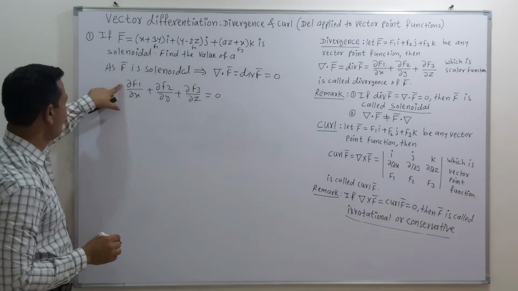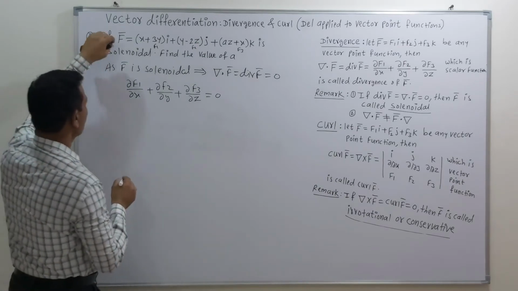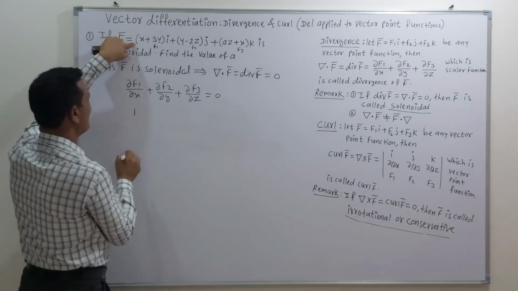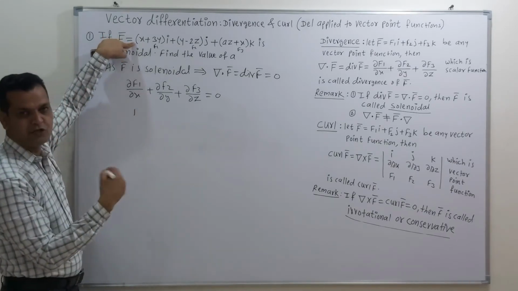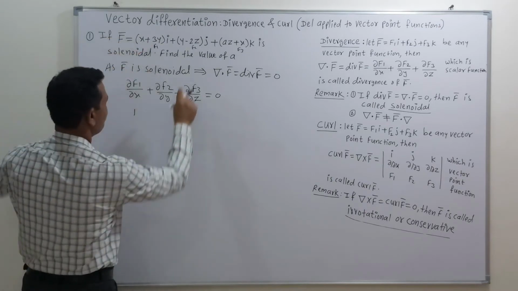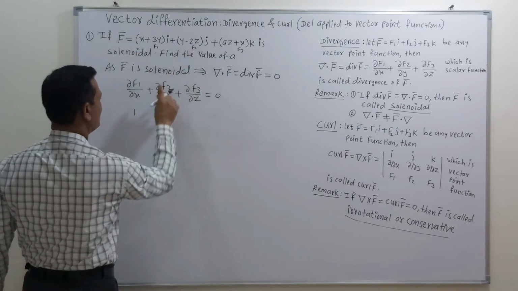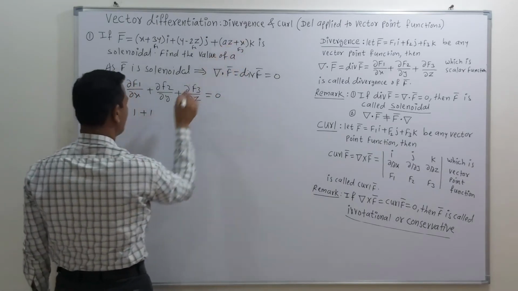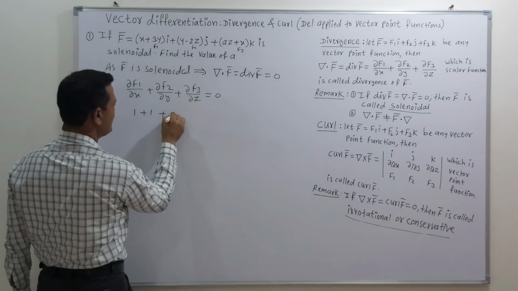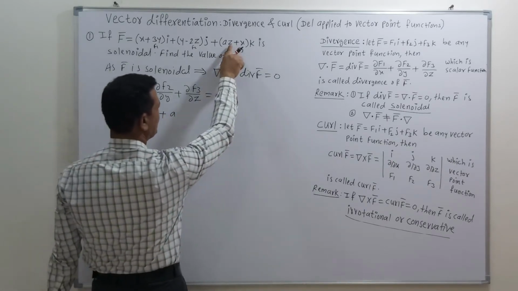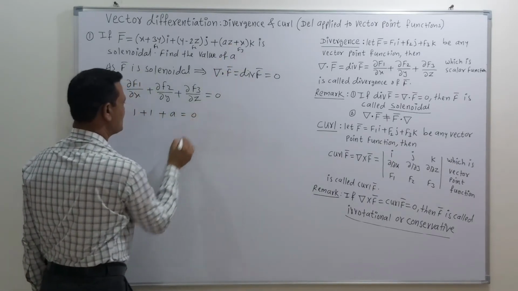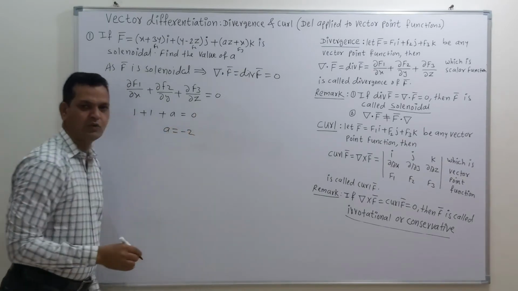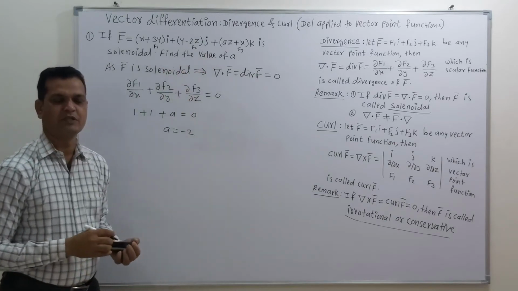Now we take the partial derivative of f1 with respect to x. This value is 1, where while taking the partial derivative with respect to x, y is constant. Again take the partial derivative of f2 with respect to y, which is again 1. Again take the partial derivative of f3 with respect to z, which is a, because the partial derivative of z with respect to z is 1, and this whole sum is equal to 0. That means we directly get the value of a is equal to minus 2. In this way we can easily find the value of the constant a.